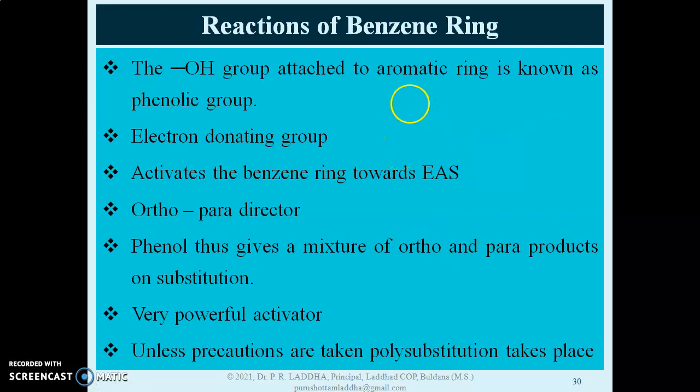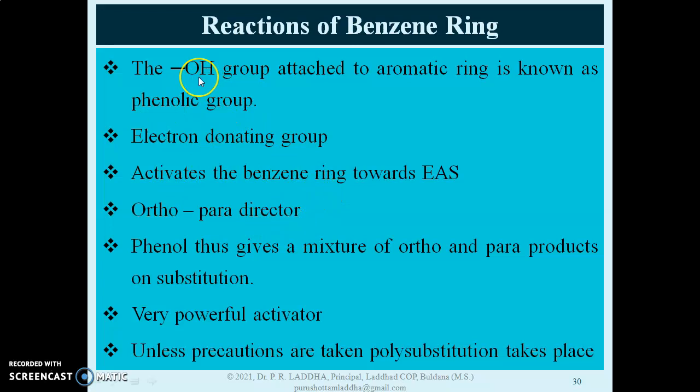Then the second type of reactions of phenol, which involve the benzene ring. We know when a hydroxyl group is attached to the benzene ring, the hydroxyl group acts as an electron donating group. So it will activate the benzene ring towards electrophilic aromatic substitution reaction, and it is an ortho-para director. This we have already studied in the benzene unit.